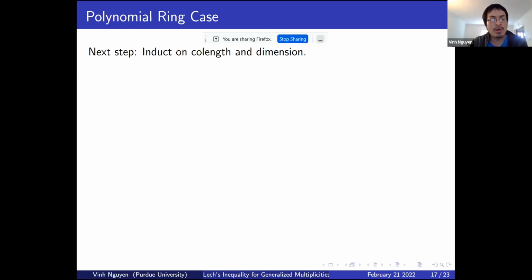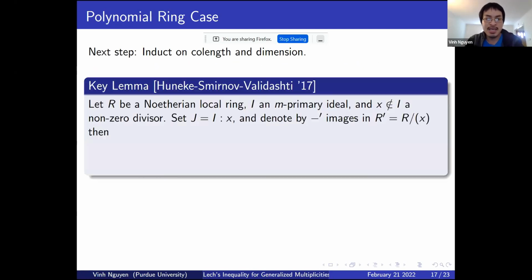Okay, so once we reduce to the polynomial ring case, the next step is to induct on colength and dimension. And here's a key lemma that allows us to do it. So if we take an element X outside of I that's a non-zero divisor and form J, which is going to be I colon X, then we have the following 2 properties.